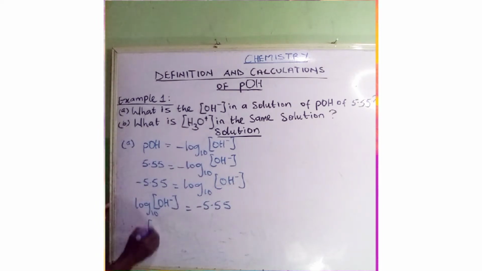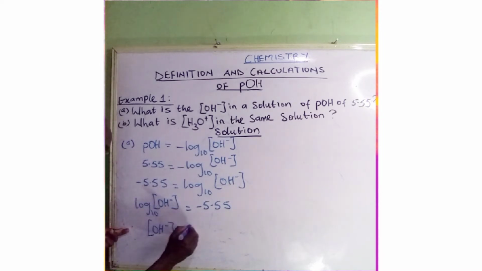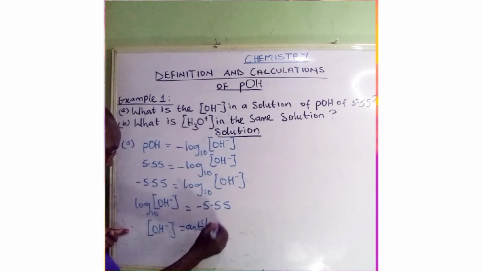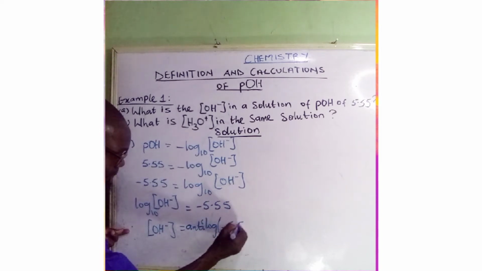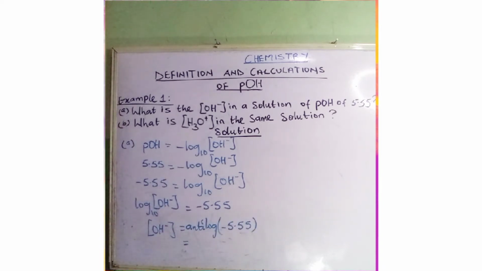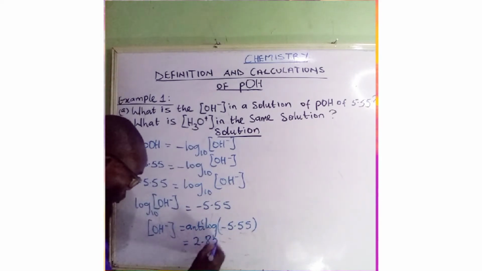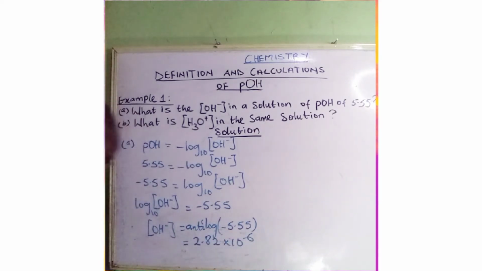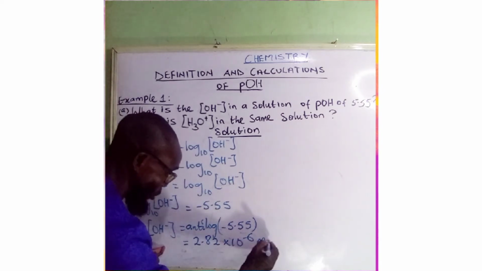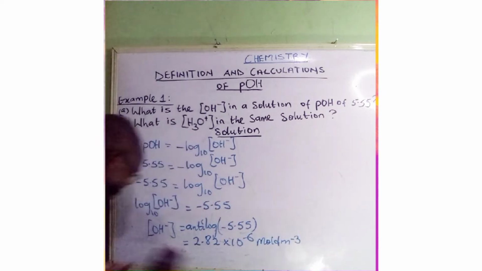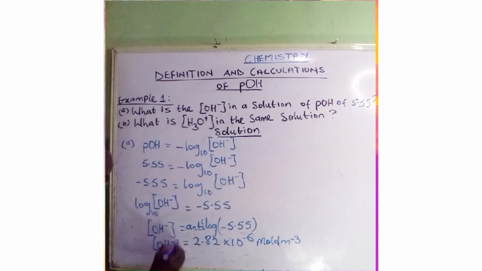Now, our concentration of hydroxyl ion, as we did under pH, will be equal to antilogarithm of minus 5.55. Let's take our calculator, press second function or shift, and press minus 5.55. We are given our value to be 2.82 multiplied by 10 raised to the power minus 6. This is concentration, which means the unit is mole per dm cube. So that is the concentration of hydroxyl ion.